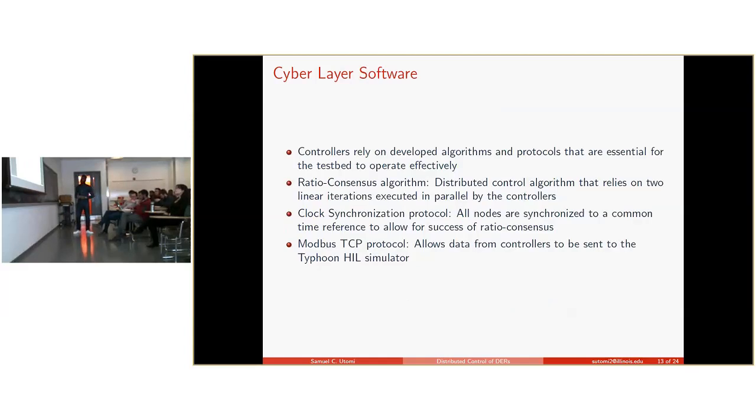In our cyber layer software, we have our controllers, and it has these algorithms and protocols which are necessary for the hardware testbed to work effectively. We have three main algorithms that we work with here. We have the ratio consensus algorithm, which I'll talk about in the next slide. That's a distributed control algorithm that relies on the computation of two state variables in parallel. Then we have our clock synchronization. The clock synchronization protocol is necessary because the ratio consensus algorithm needs to be performed in unison, so I'll also explain that protocol. And then finally, we have the Modbus TCP protocol, which allows us to send data between the controllers and the Typhoon Hill simulator.